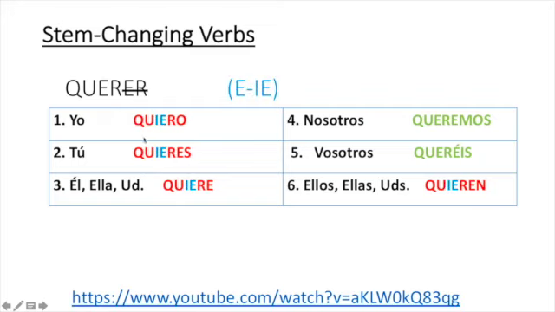to an IE. So instead of quero, you get quiero. Instead of queres, you get quieres. Instead of quere, quiere, and queren, quieren. These two are right, queremos and querés. So the nosotros and the vosotros never change. The stem part never changes on those. They remain the same. And I'll show you a way to remember this in just a moment.